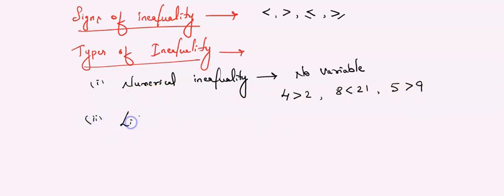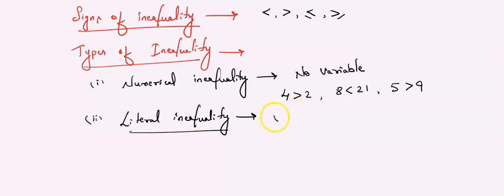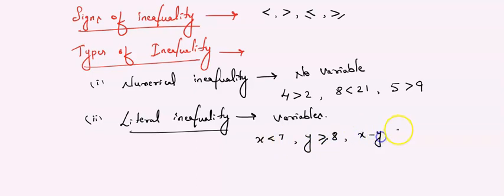In the second case we have literal inequality. What do you mean by literal inequality? An inequality which has variables. Such an inequality we call a literal inequality. Example: x is less than 7, y is greater than or equal to 8, x minus y is less than or equal to 4. This type of inequality we call literal inequality.